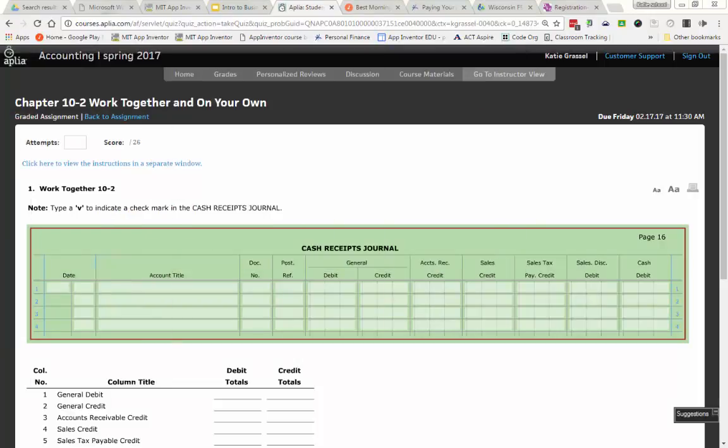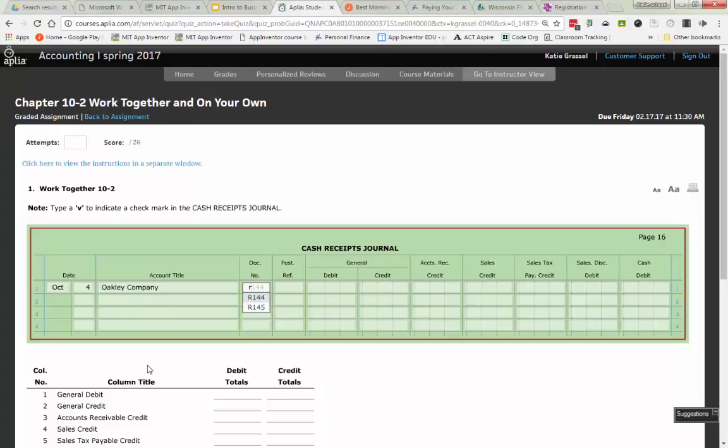October. The first transaction is the 4th. It says receive cash on account from Oakley Company, $371, covering S96, R144. So I'm going to go with October. The date is the 4th. And again, it says item, account title instead of account debited or credited because we have our general columns here that we have to write something in. And I'm just going to write in Oakley Company.